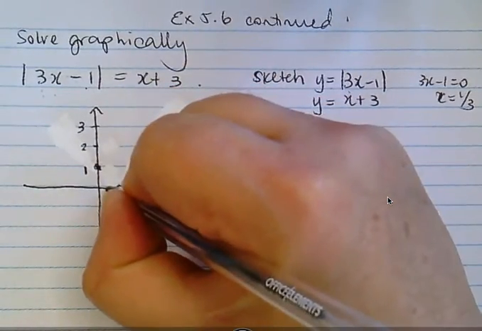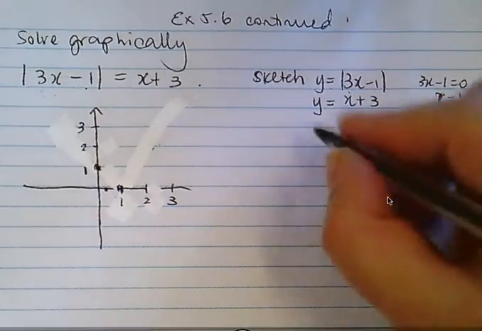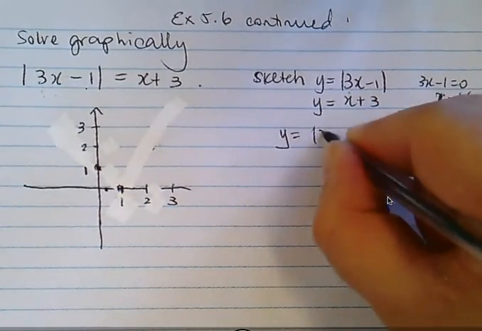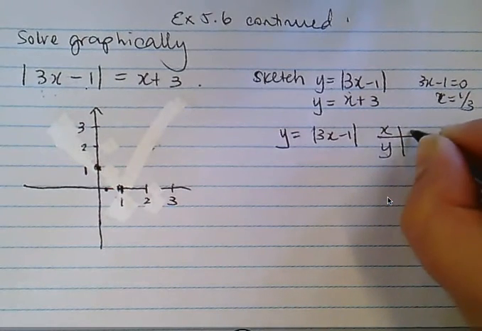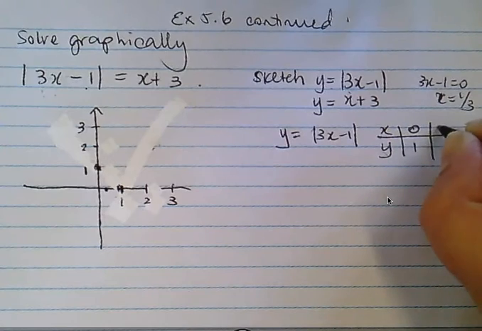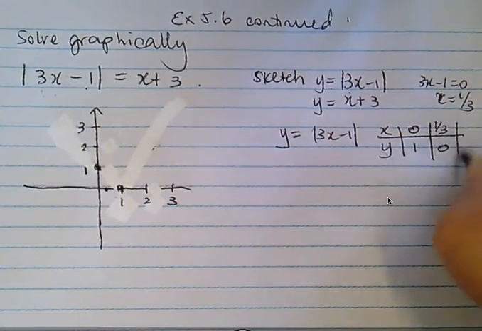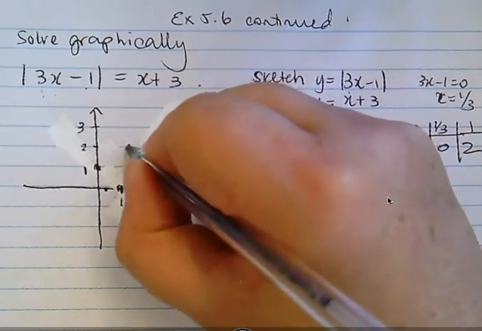So I'm going to sketch that here. So 1/3 would be roughly there. And let's just pick another point. So I'll just put it down here. So when x is 0, y is 1. When x is 1/3, I've got y is 0. And I'm just going to do when x is 1. When x is 1, y is 2. So just sketching a few points.